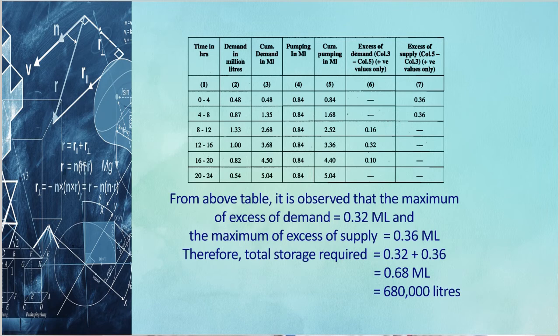So from our table, it is observed that the maximum excess of demand is equal to 0.32 million liters, and the maximum excess of supply is equal to 0.36 million liters. So total storage required, 0.32 plus 0.36, is equal to 0.68 million liters, which is equal to 6,80,000 liters.